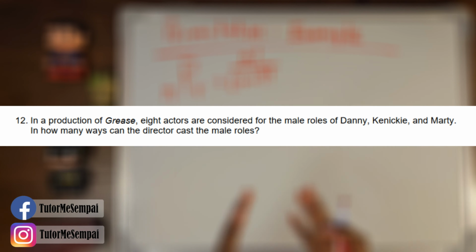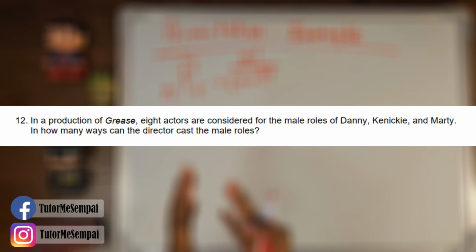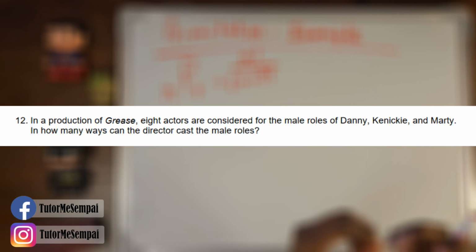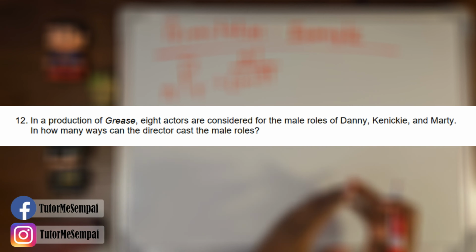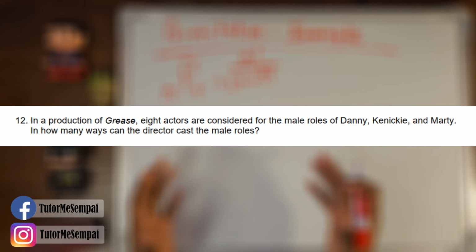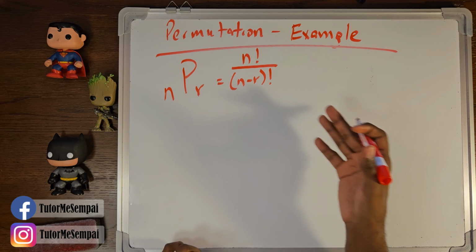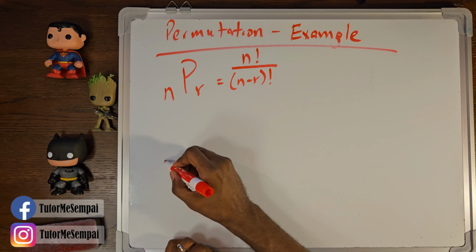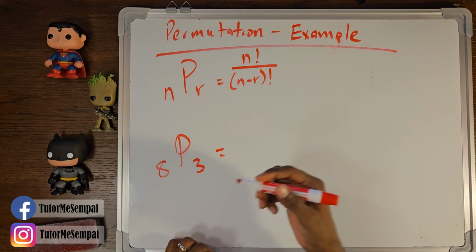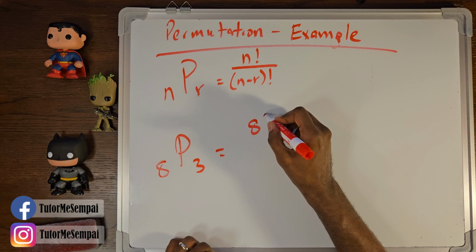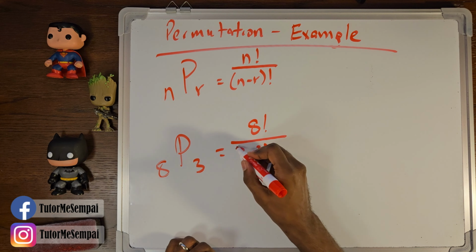And if you think back to our formula, we need to figure out what our n is and what our r is. What's our total number versus what's our smaller subset? Now we have 8 actors and we have 3 roles. So 8 is going to be our total n, and our r is going to be the 3 roles we have. So we can write our formula as such. We have 8P3. And when we fill that in, we're going to have 8 factorial over (8 minus 3) factorial.